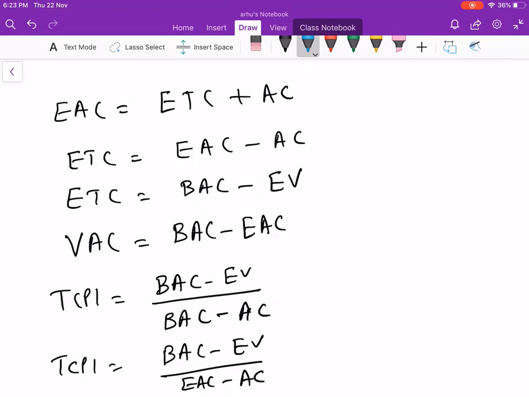Now again you have three scenarios over here. If TCPI is equal to 1, the ratio is 1, you are good and on track. And if TCPI is greater than 1, you are bad, meaning you are going to spend more money to complete the project. And if TCPI is less than 1, you are still good. Okay, so these are the formulae on CV and everything.